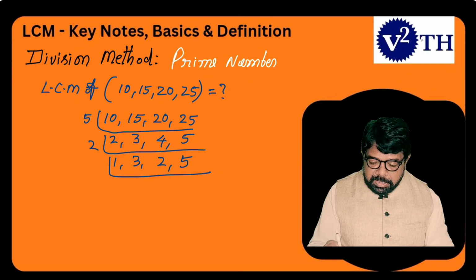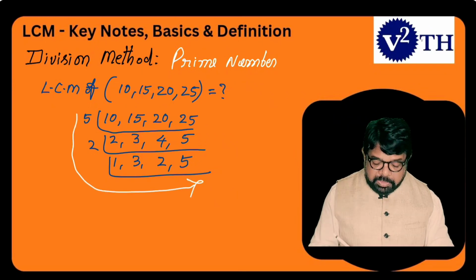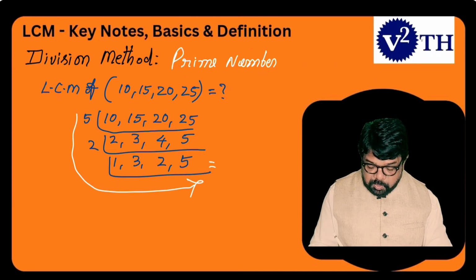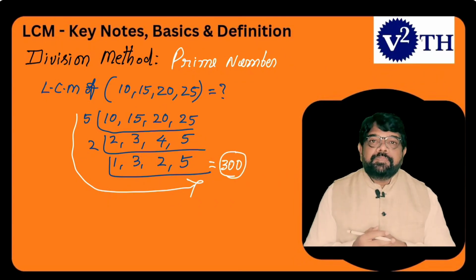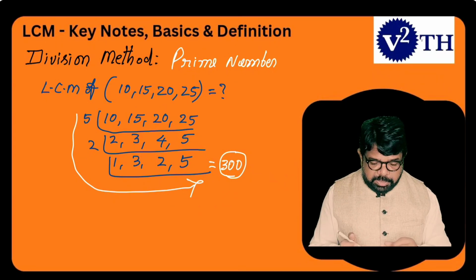Stop there and take the product of the last divisors. Take the product of all of these now. That gives the LCM. 5 twos are 10, 10 threes are 30, 30 twos are 60, 60 into 5 is 300. That is the LCM. Understood? So that is how you calculate the LCM in the division method.